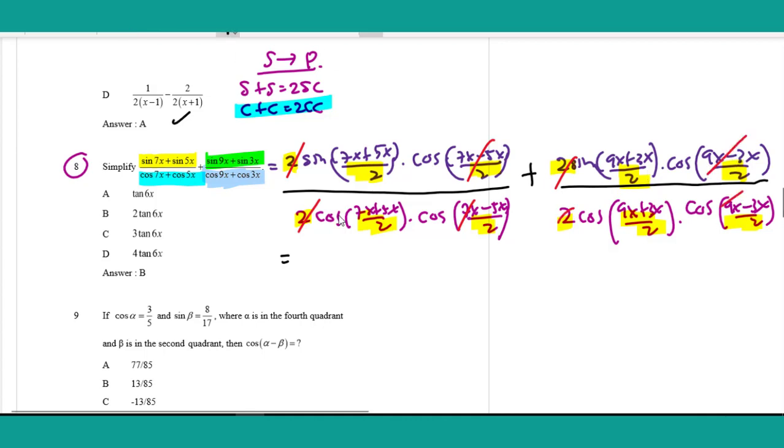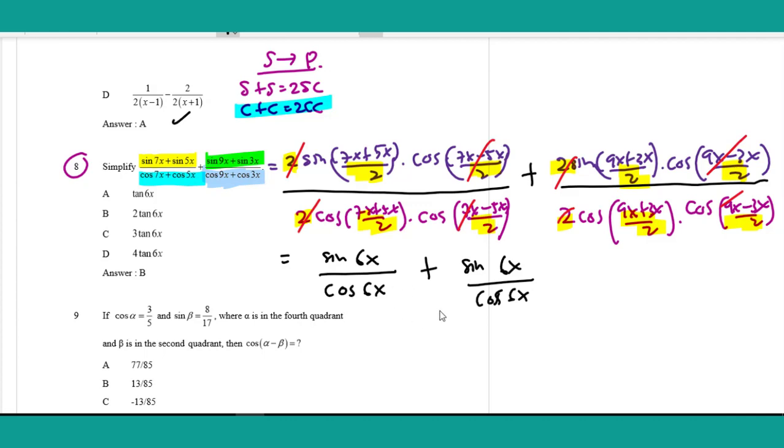Simplify. Sin of 7x plus 5x is 12x, divided by 2 is 6x. Cancel because of cos of 7x minus 5x, which is 2x over 2, cos x. So also cos x, so cancel. Over cos 12x over 2, 6x. Plus sin of 9x plus 3x is 12x over 2, 6x, over cos 6x. This one cancels because of cos of 9x minus 3x, which is 6x over 2, cos 3x, cancel.